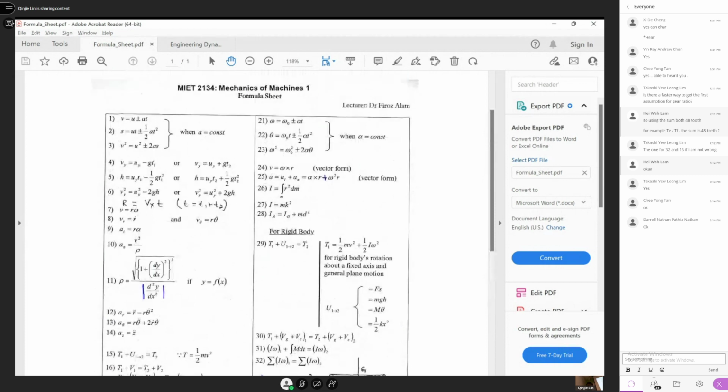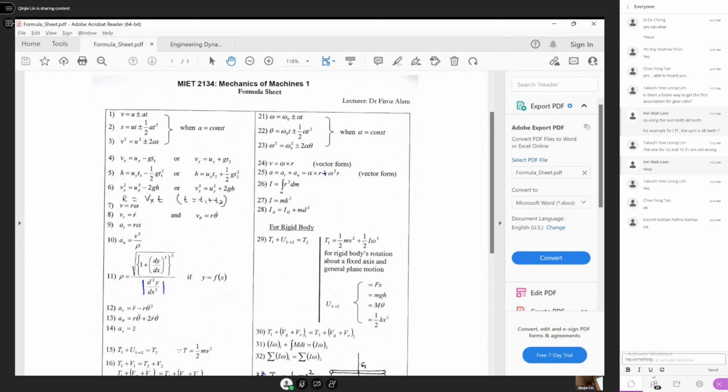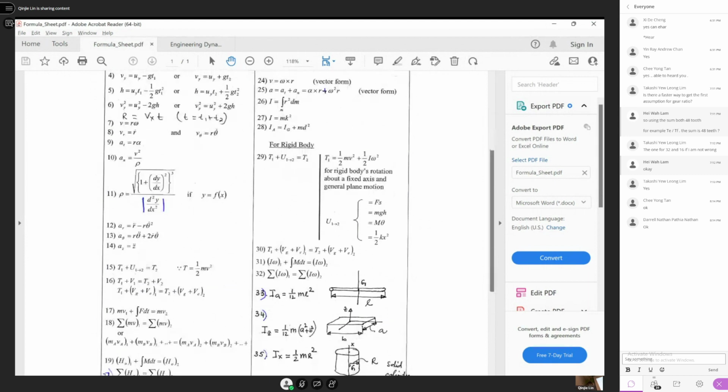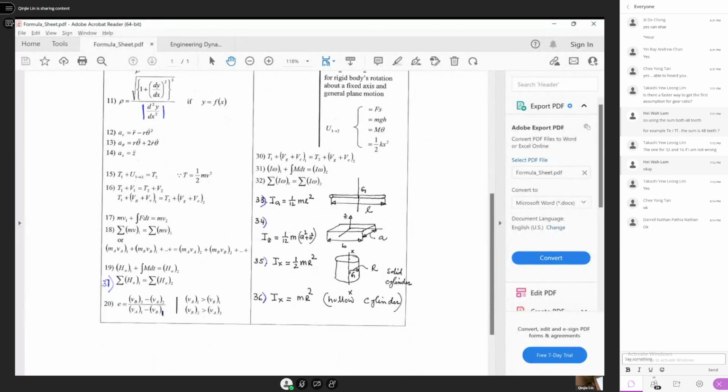So this formula sheet was done by another lecturer, but the course coordinator said just use the same. So basically, these are all that we have learned.